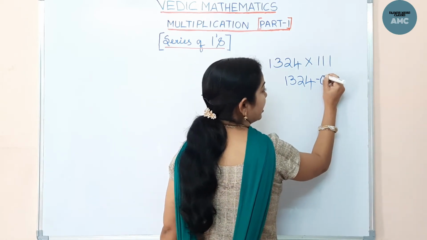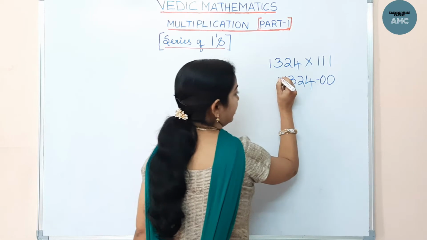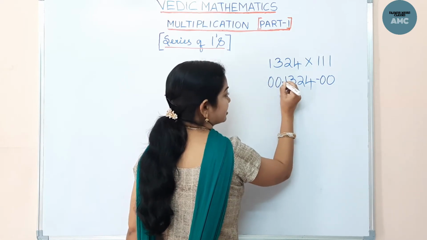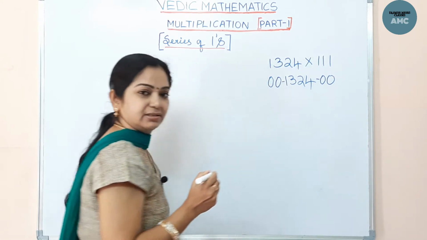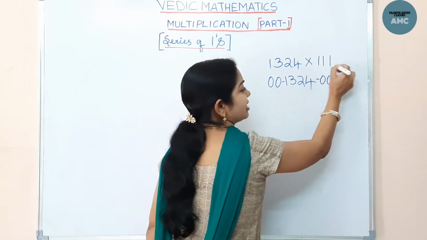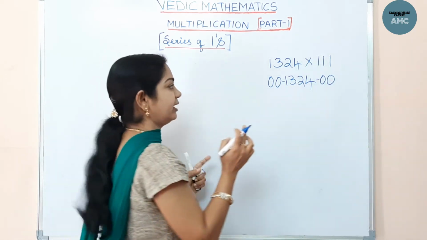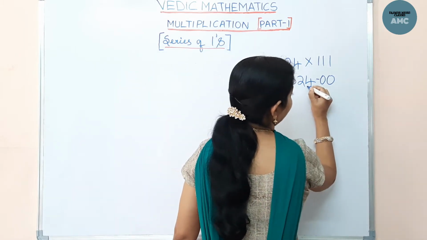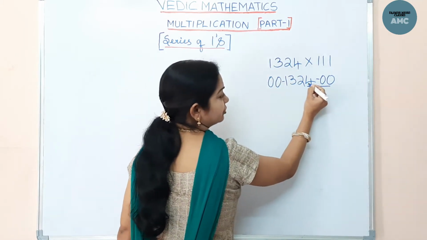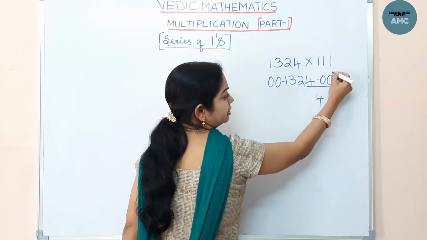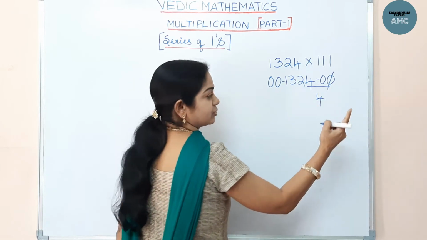Okay. So what I do? 2 zeros this side and 2 zeros this side, I will place. Okay. Right. Now, how many ones are there? 3. So, we will be adding 3 at a time. So, 0, 0, 4 comes to 4. Leave the rightmost. Leave 1.